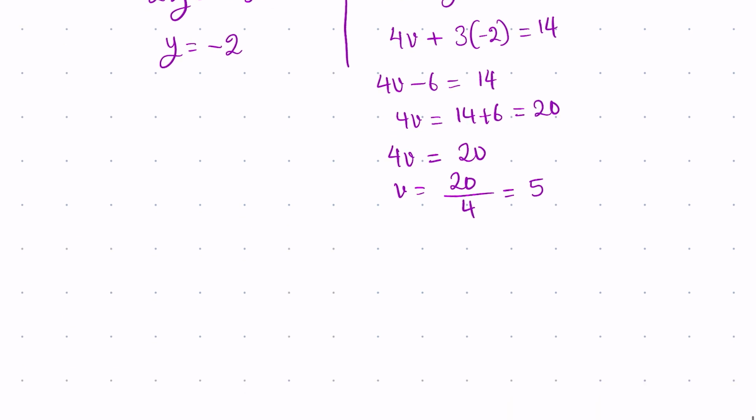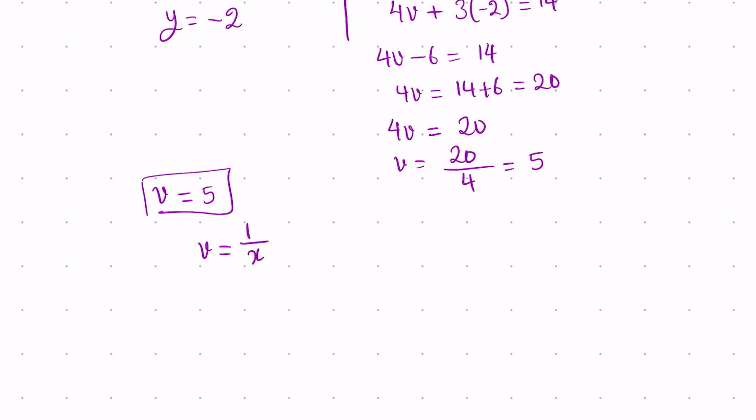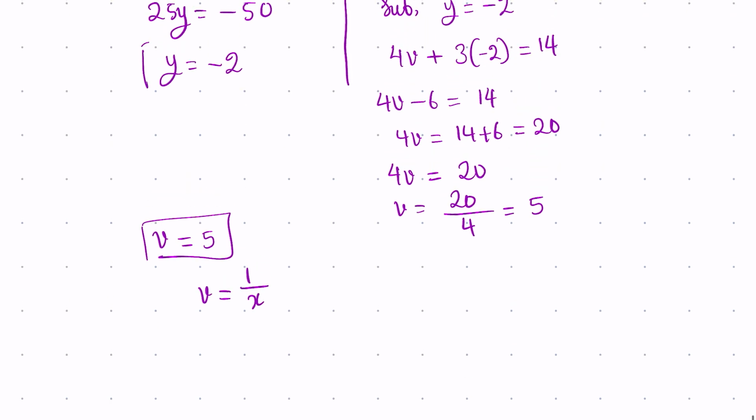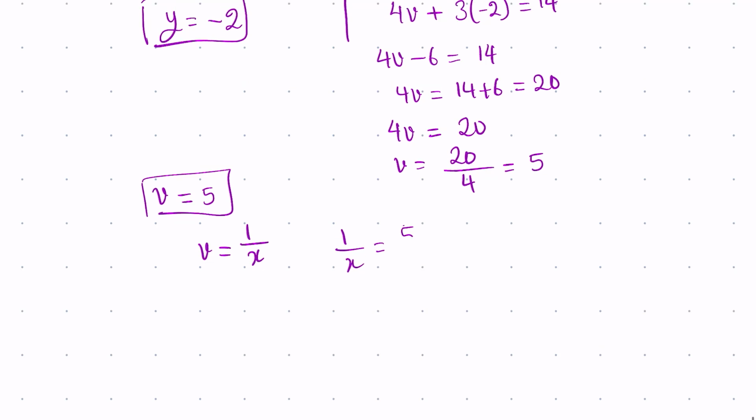So v is equal to 5. But that's not the answer. We assumed v as 1 by x. We need to find x and y. This is one of the answers. So 1 by x is equal to 5.